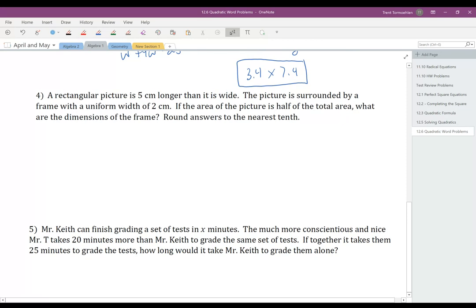All right, 4 is another one of these kind of problems. And so it says a rectangular picture is 5 centimeters longer than it is wide. So we know that W equals width. W plus 5 equals length.